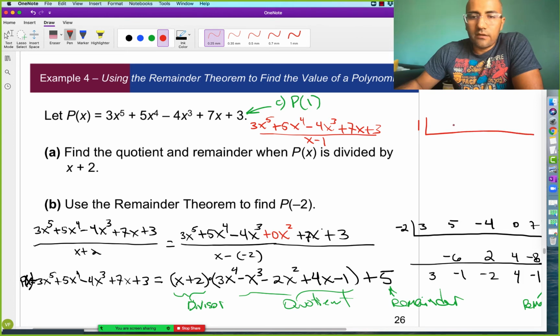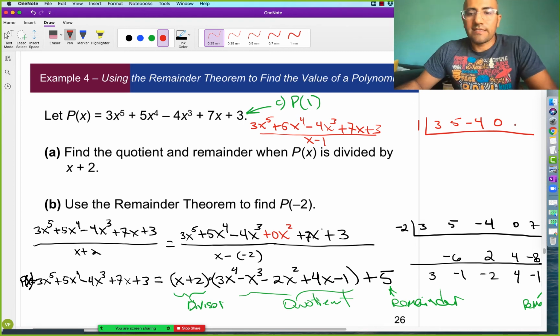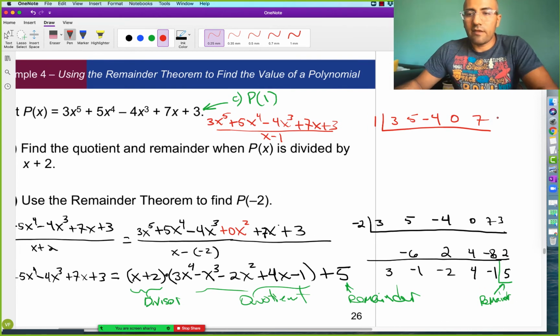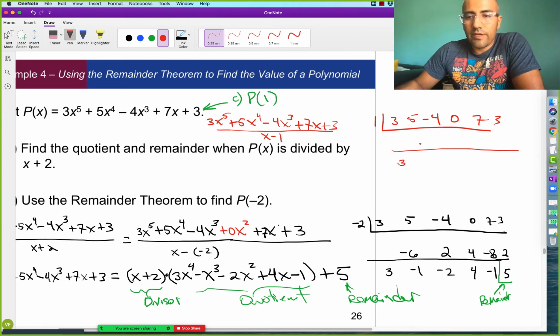1 goes into here, and then we have 3, 5, there's a 0 in there, oh, there's a minus 4, a 0, a 7, and a 3. So use synthetic division. That's going to be 3. 3 gives me 8. 8 gives me positive 4. 4 gives me 4. 4 gives me 11. 11 gives me 14. There's my answer.